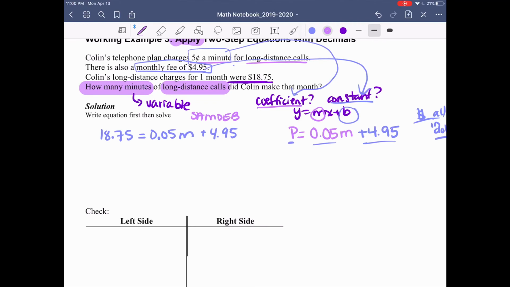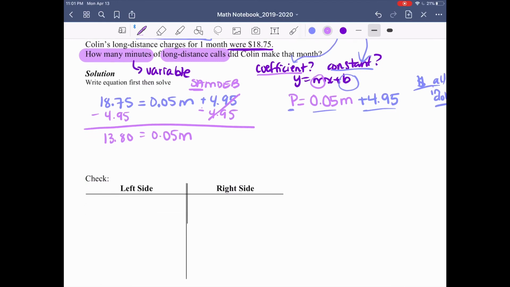The first thing we're going to do is any subtraction and addition, which is right here. So we're going to do the opposite: minus 4.95, minus 4.95. What you do to one side, you do to the other. This leaves us on the left with 0.05 m. And once you put it into your calculator, on the left you do 18.75 minus 4.95. You should get $13.80.